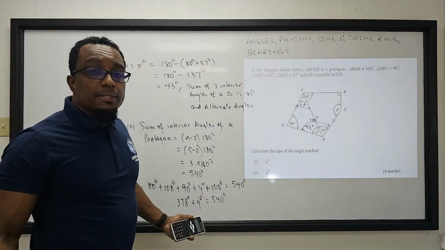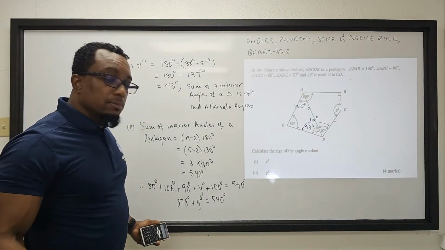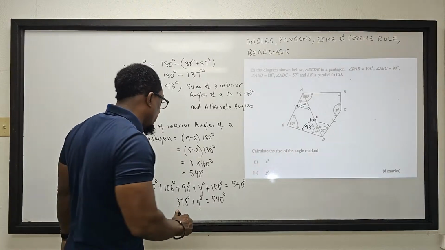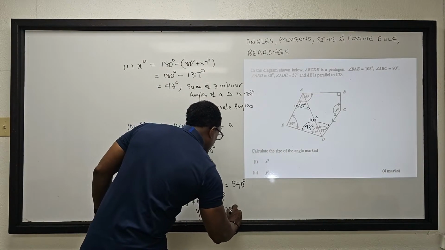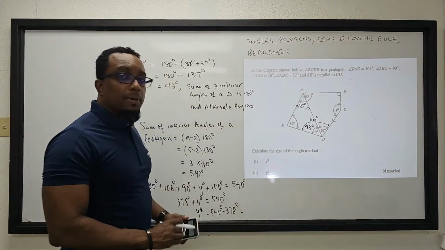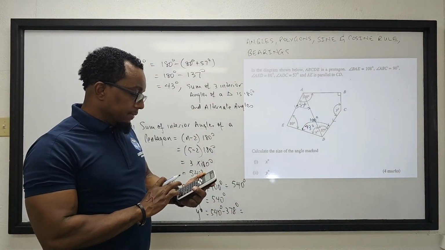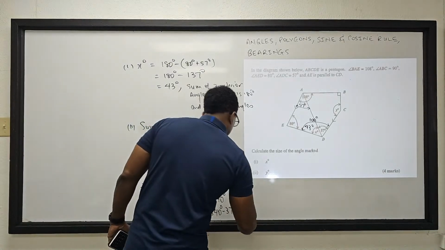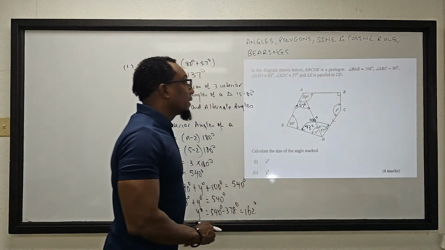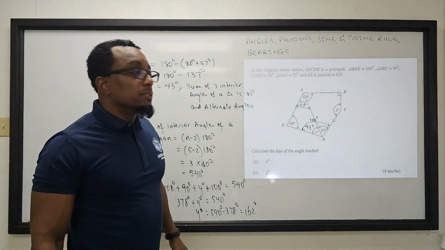And then to find Y, let's simply subtract 378 from both sides, right? So Y is what? 540 minus 378. What's 540 minus 378? 162. So angle Y, 162 degrees.